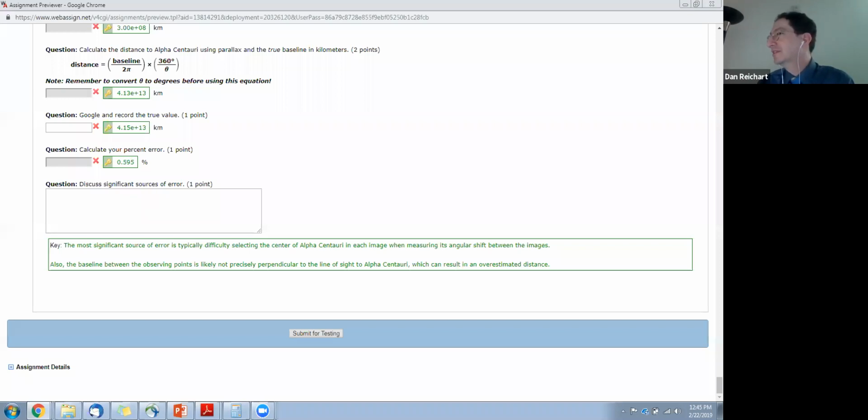Questions, comments? Hey, Dan. Yeah. A quick question, do you have a rule of thumb of how long the baseline should be compared to how far away the object should be for that first? Yes, so I don't have a rule of thumb, but they shouldn't be similar. So I'd say at least 3 or 4 times the distance of the baseline.